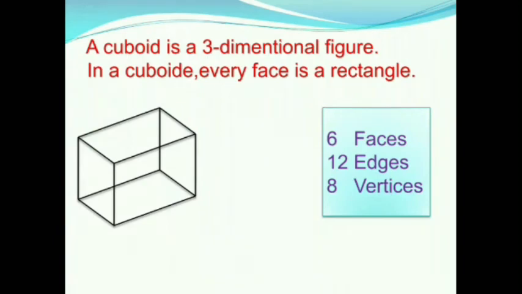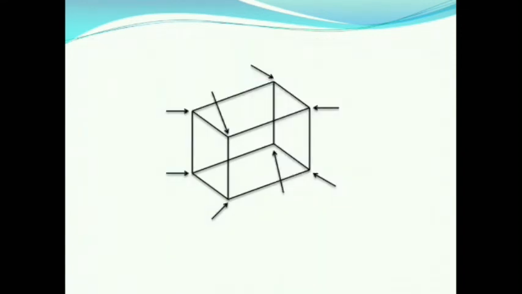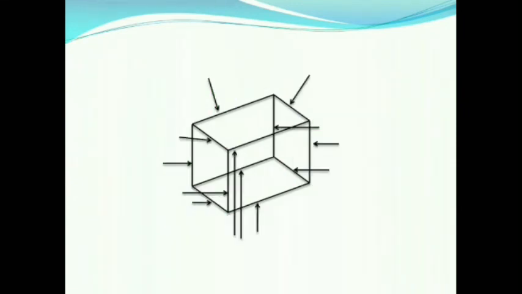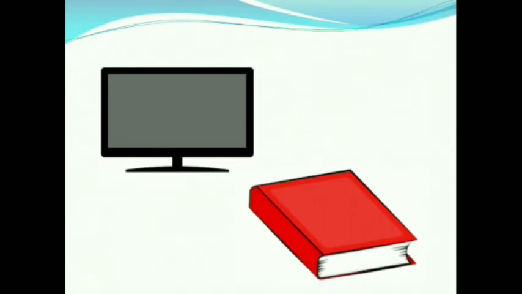A cuboid is a three-dimensional figure. In a cuboid, every face is a rectangle. Cuboid has 6 faces, 12 edges, 8 vertices. See children, the arrow marks in this picture show all the vertices of the cuboid. See children, the arrow marks in this picture show all the edges of the cuboid. See children, you will watch TV, no? It will also look like a cuboid. And read books, no? It is also a cuboid.